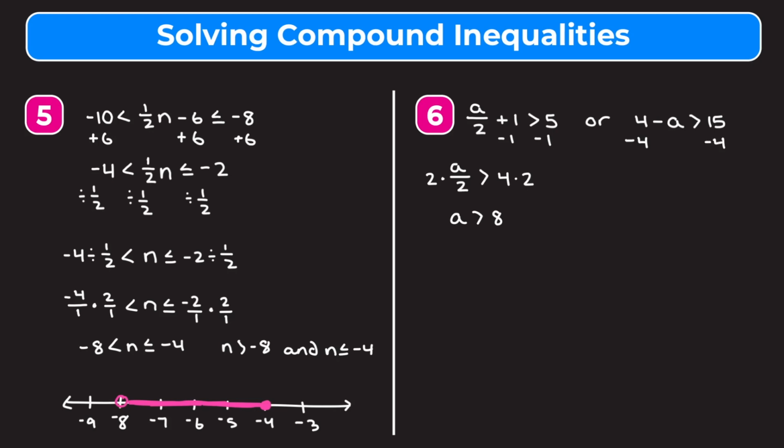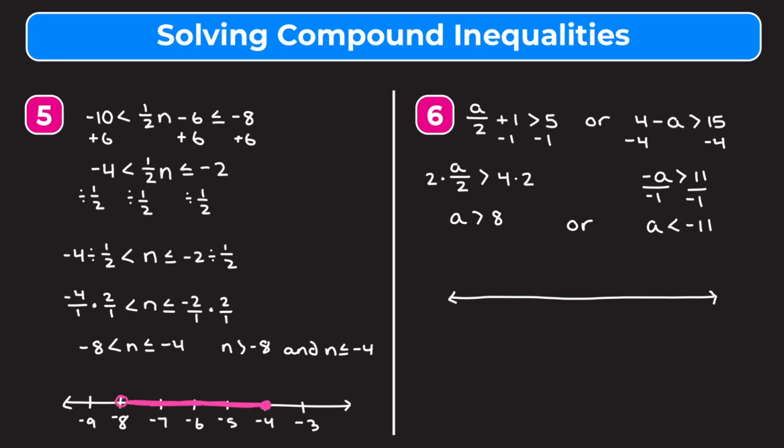sides of our inequality. On the left, 4 minus 4 is 0, so we're left with negative a. On the right, 15 minus 4 is 11. And now to get rid of this negative, we can divide both sides of our inequality by negative 1. Negative a divided by negative 1 gives us a positive a. We divided both sides by a negative number, so we flip the inequality sign. And 11 divided by negative 1 gives us negative 11. So we get a is greater than 8, or a is less than negative 11.